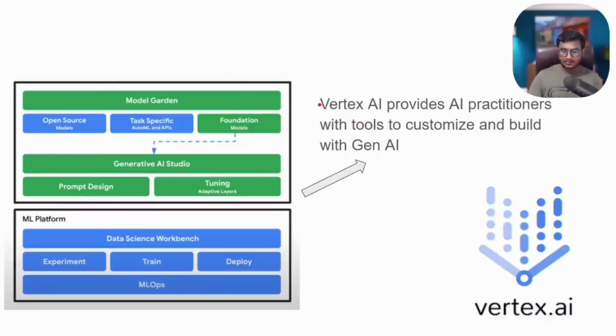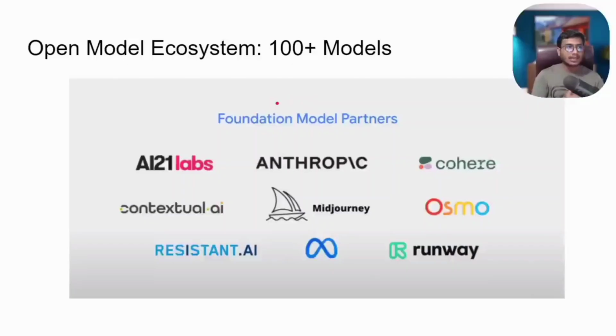Now I think it is clear. As I already told you, they introduced so many partner models in the Model Garden. So these are the partners with Google. Nowadays they have also collaborated with so many organizations. If you open Google Cloud Vertex AI, you will see different kinds of partner models are available. So here you can see AI21 Labs. These are other organizations that collaborated with Google. Then Anthropic, Cohere, Contextual AI, Midjourney, then OSM-MO, Resistant.ai, Meta, Runway, and so on. So these are the partner models you will get in the Model Garden.